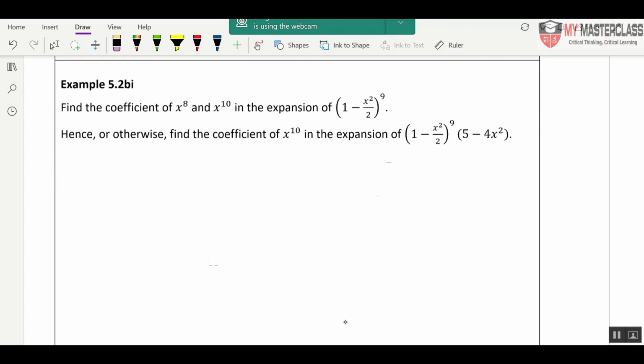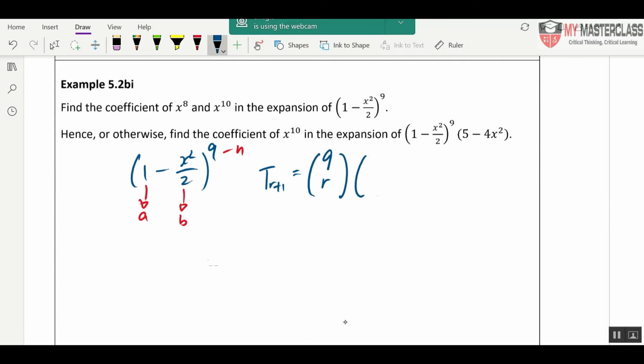In blue: 1 minus x squared over 2 to the power of 9. My 9 is my n. This guy is my a. This guy is my b. Remember the negative sign. So my T r plus 1 form is equal to 9, which is my n, choose r. r is always the unknown. a, which is 1 to the power of 9 minus r. b is negative x squared over 2 to the power of r.